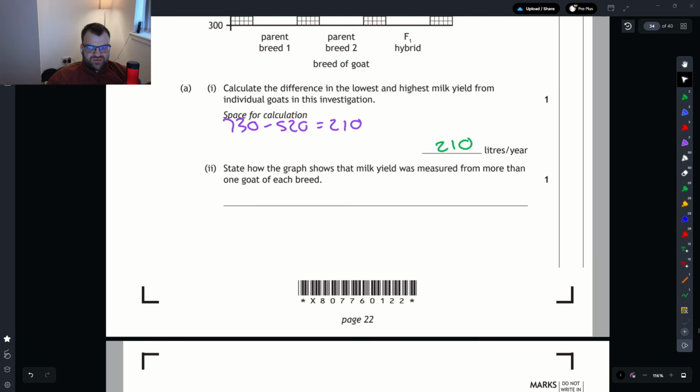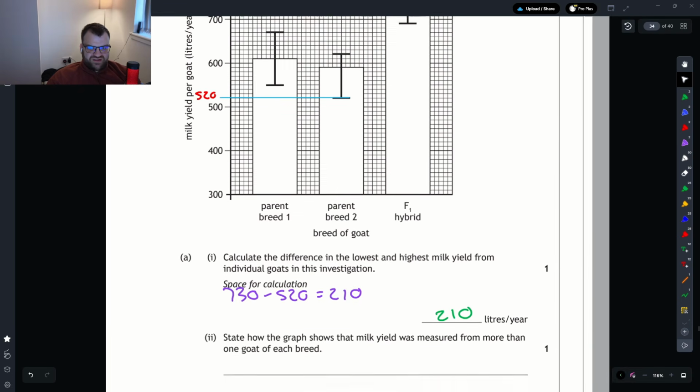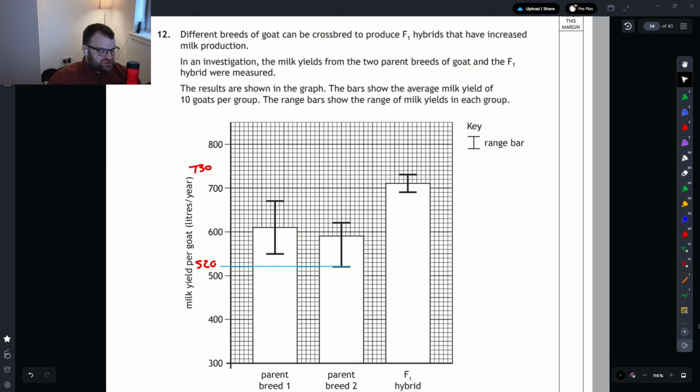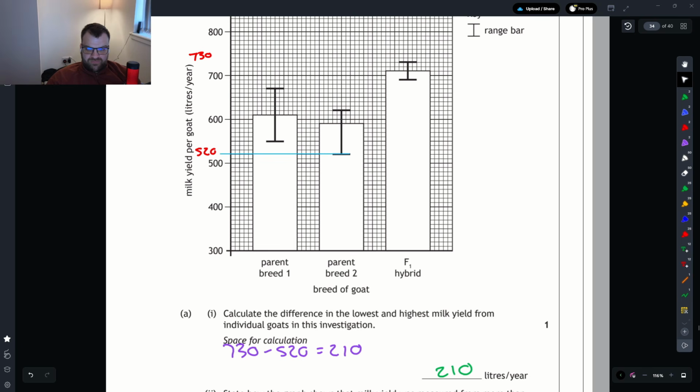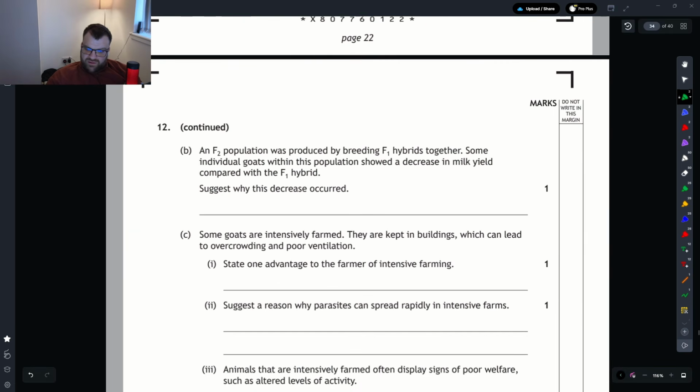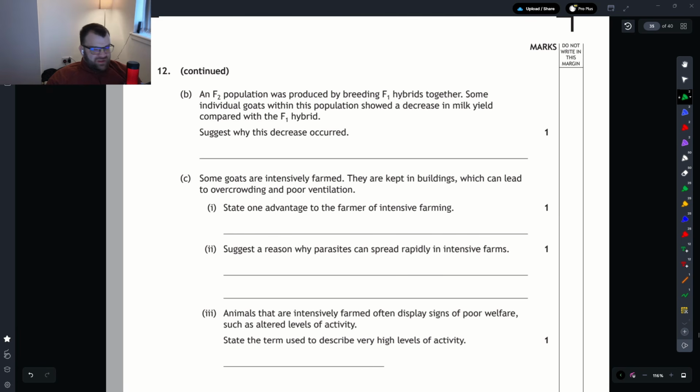State how the graph shows that the milk yield was measured for more than one goat of each breed. Well, you have error bars, you have a range of numbers, so that's telling us that we've got a difference between them. Next one. Whenever you move away from an F1 hybrid, you are increasing the variability in the characteristics. F1 hybrids would have the hybrid figure, so they would have an increased milk yield or whatever else they're measuring. F2 are genetically varied.